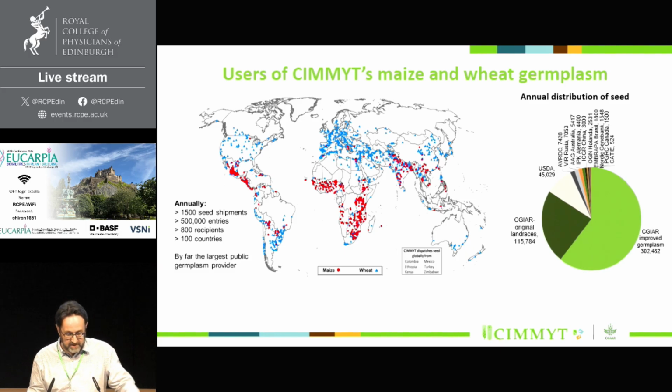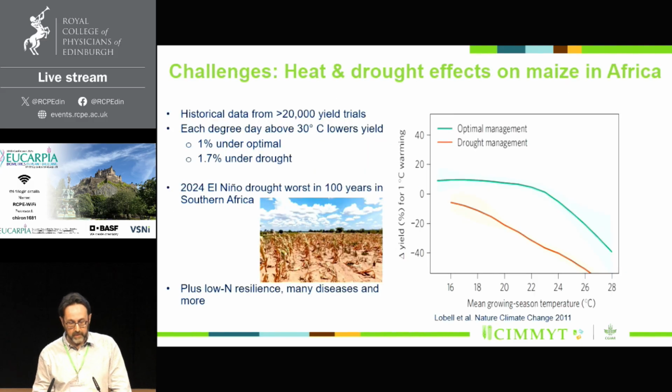And this is just an example of where we send seed each year. So I'm going to focus on maize today, but the things I'm talking about apply to any advanced crop. I could have used wheat, but there's better examples in maize for what I want to illustrate today. So I'm going to focus on heat and drought effects, because a lot of our work nowadays at CIMMYT is focused on adaptation to climate change.